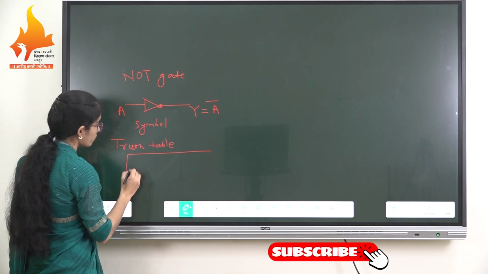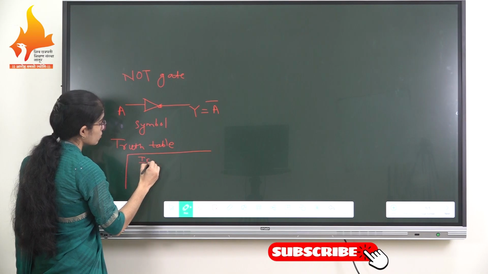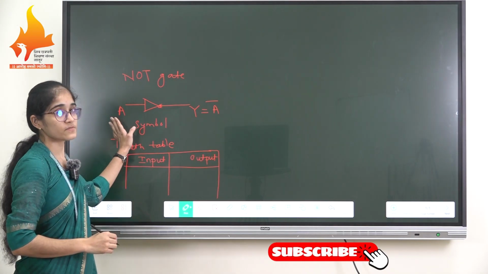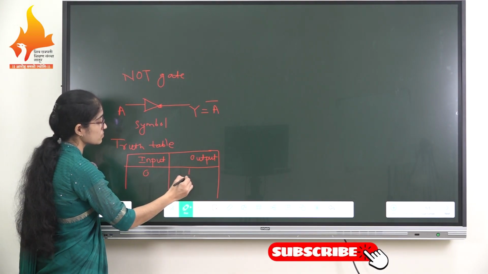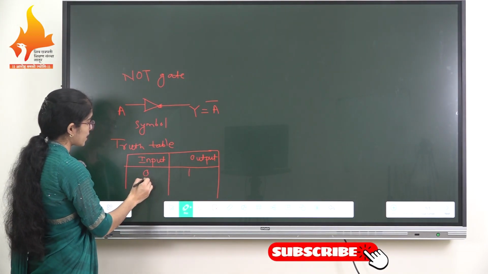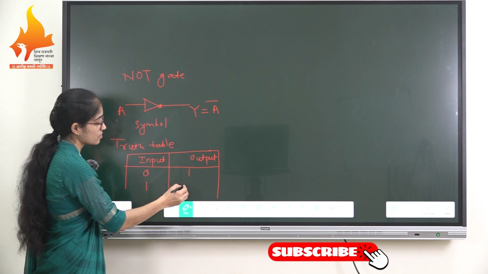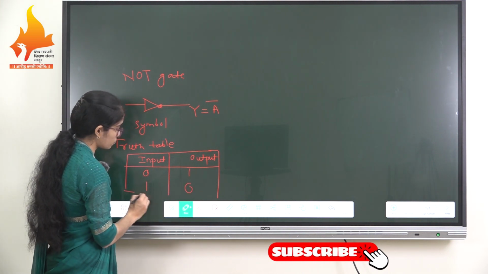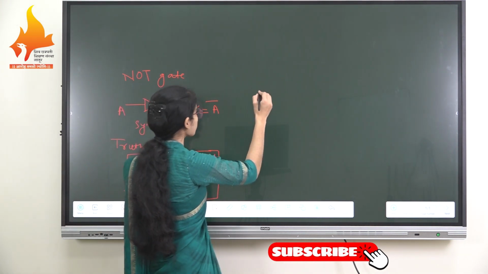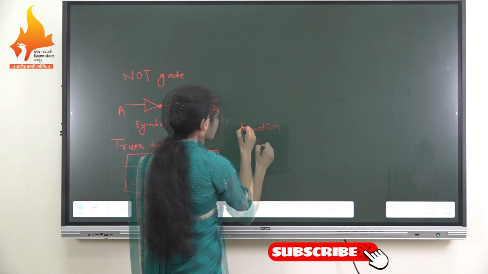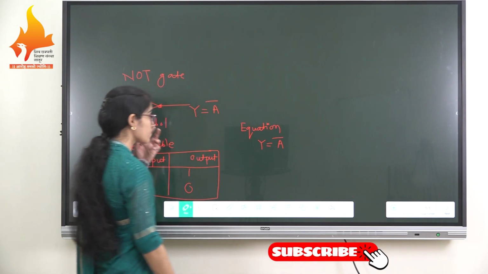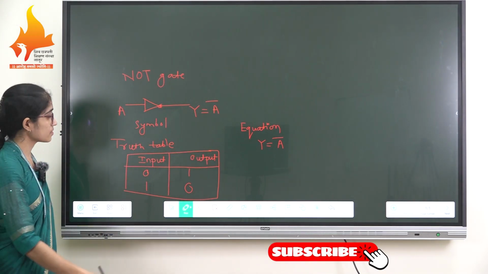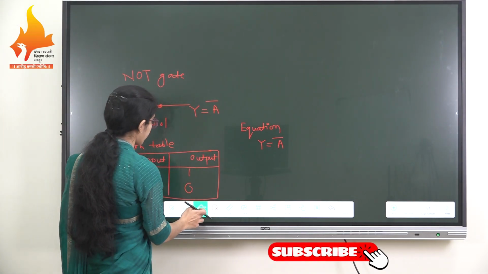In the truth table we have input and output. Here it consists of only a single input, hence if we give 0 as an input, then it produces 1 at the output, and if we give 1 at the input, then it gives 0 at the output. Hence the equation for the NOT gate is Y equals A bar. This is the first type of basic gate. Now we will see the second gate.